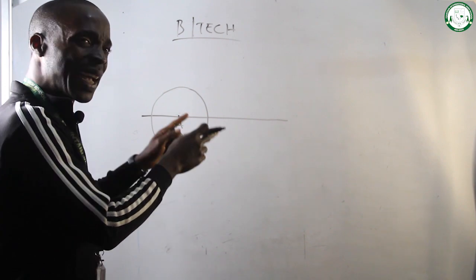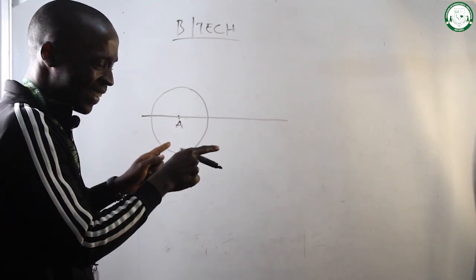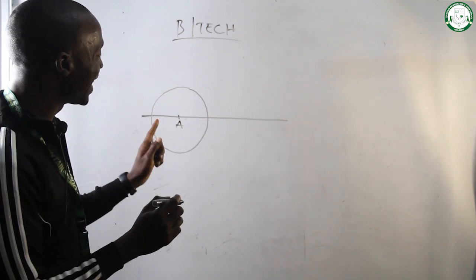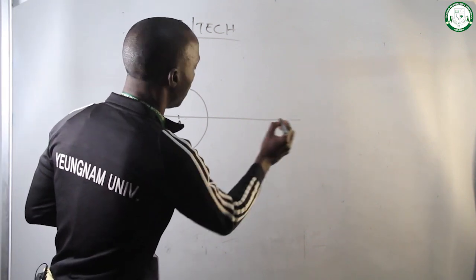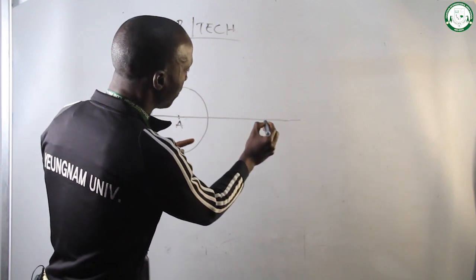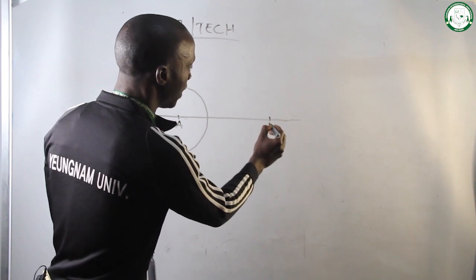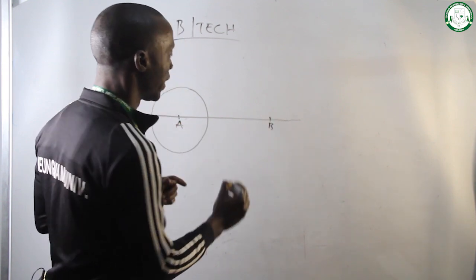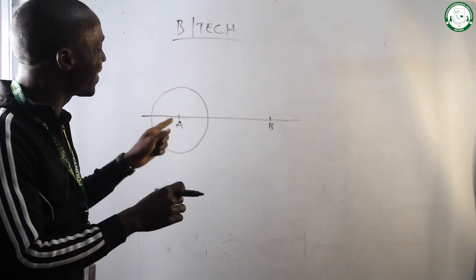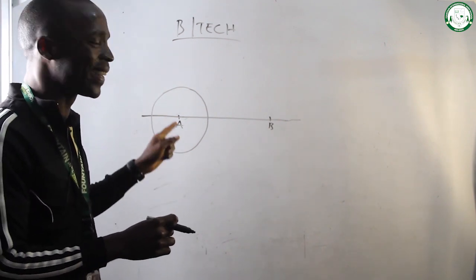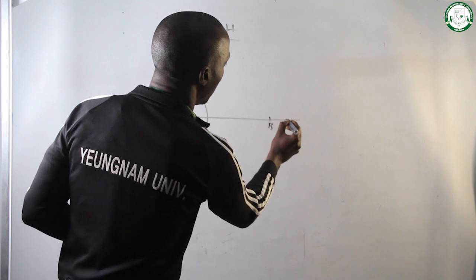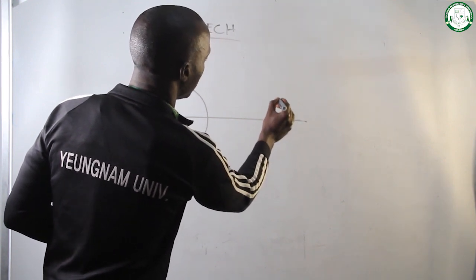We are drawing the two circles with equal radius, but there is a distance between the two centers, and the distance is 80 millimeters. You now take your ruler and, from this point A, center A, measure 80 millimeters. I'm taking this point as my point B, which is 80 millimeters from here. Now take your compass with the same radius that you used to draw this circle, that is 30 millimeters, and with center B, draw another circle.